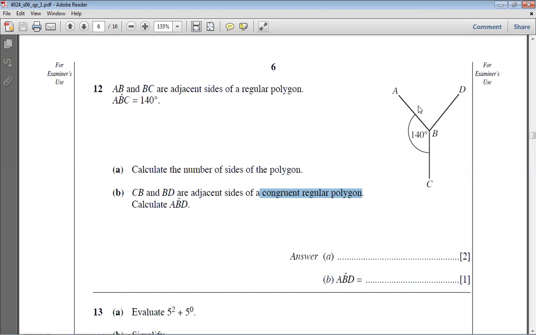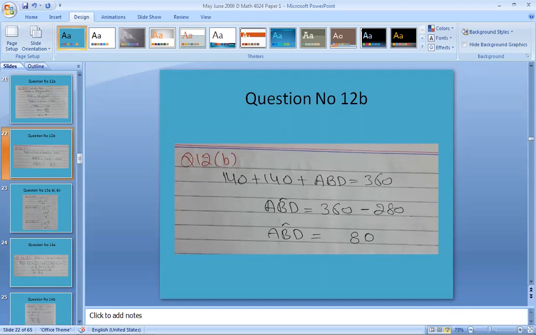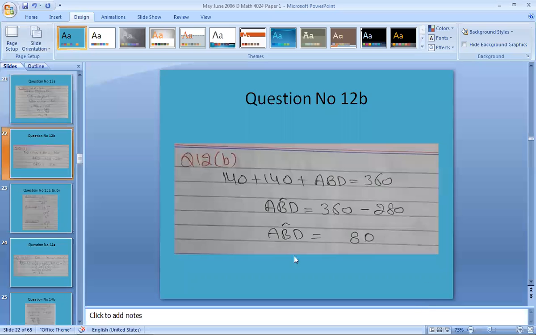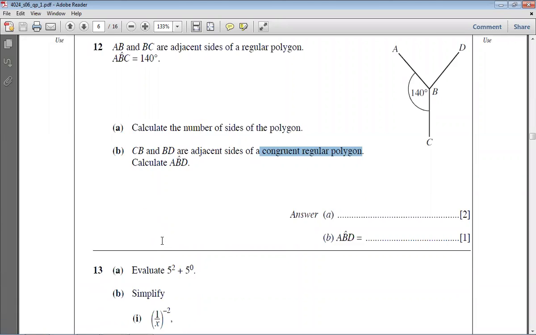So this is 140, this is 140, and this is the question mark. The total sum will be 360, so very easily I can find the answer. So let me show you. We will have 140 plus 140 plus ABD equals to 360. So ABD will be equals to 360 minus 280. So ABD will be equals to 80. So ABD angle will be 80. So that's question number 12B part. So we are done with question number 12.